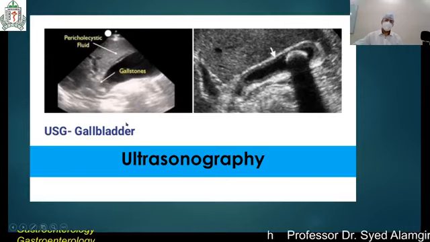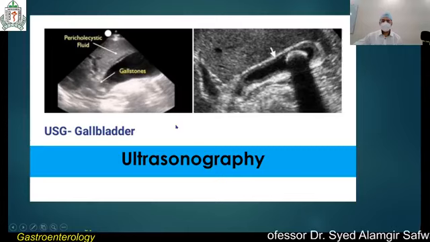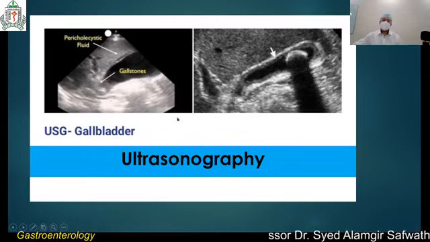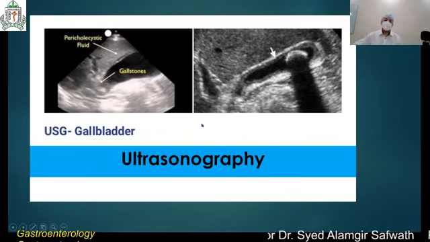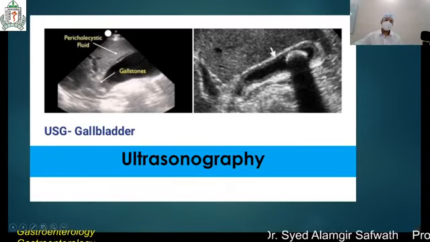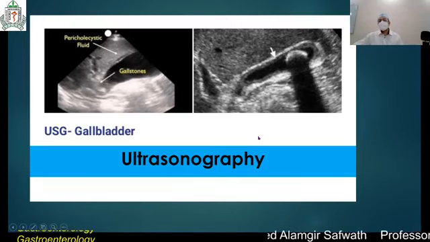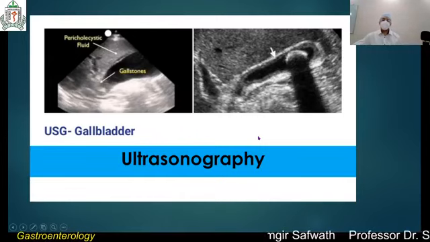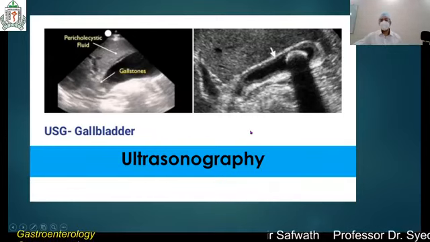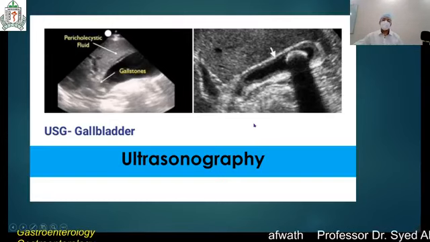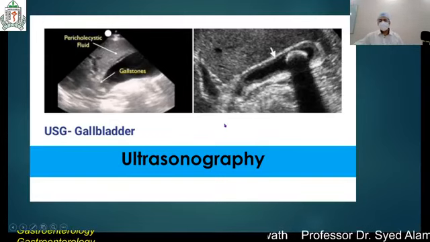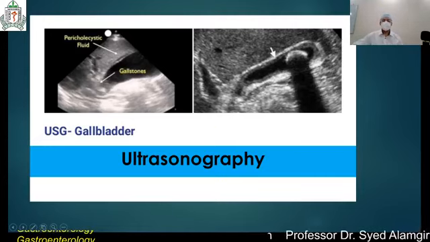Then we go for ultrasonography, because ultrasonography gives us a lot of clues to reach our diagnosis. Suppose in case of cholecystitis, it can say that the gallbladder wall has become thick, and if there is any stone, it can mention that there is a stone within the gallbladder. In case of appendicitis, it can say that the appendix is inflamed, swollen. In case of pancreatitis, the ultrasound will mention the pancreas has become swollen and there is peripancreatic fluid collection. So this is how ultrasound helps us a lot. We used to do ultrasonography in every case of abdominal pain.